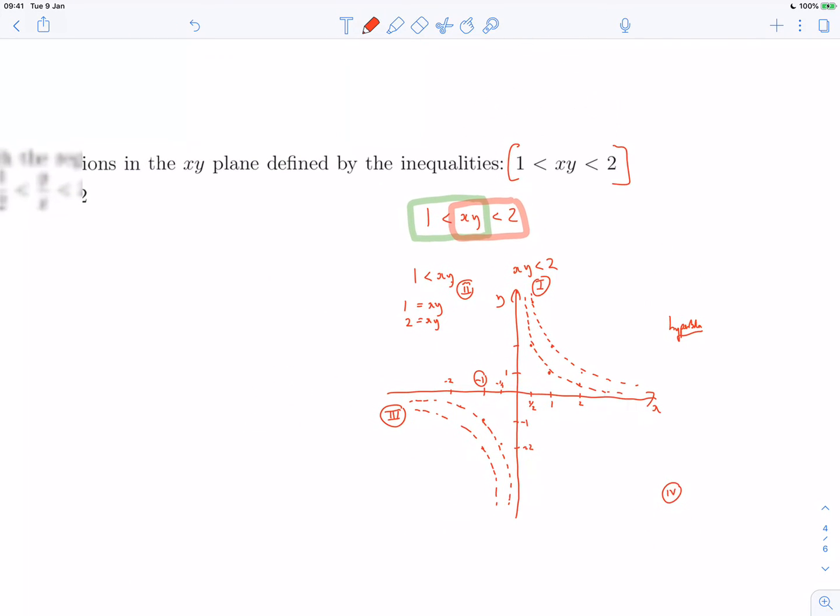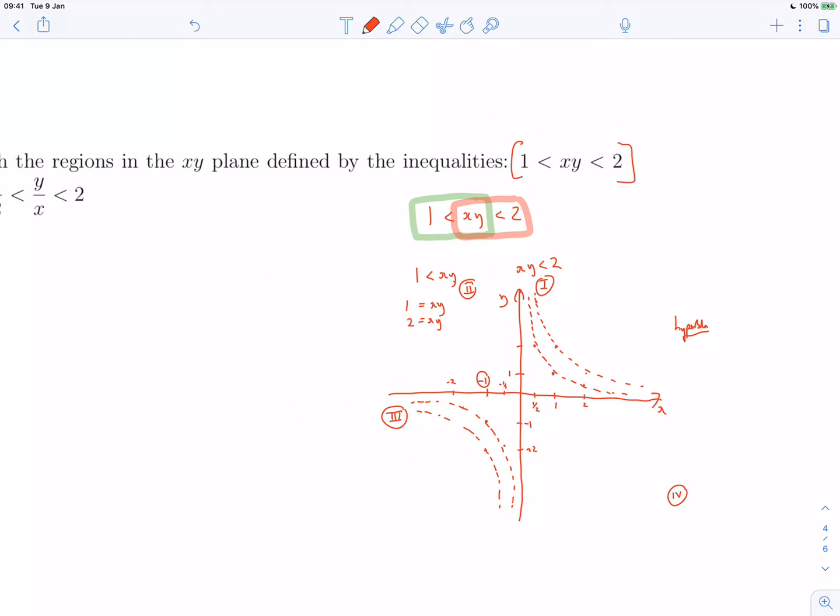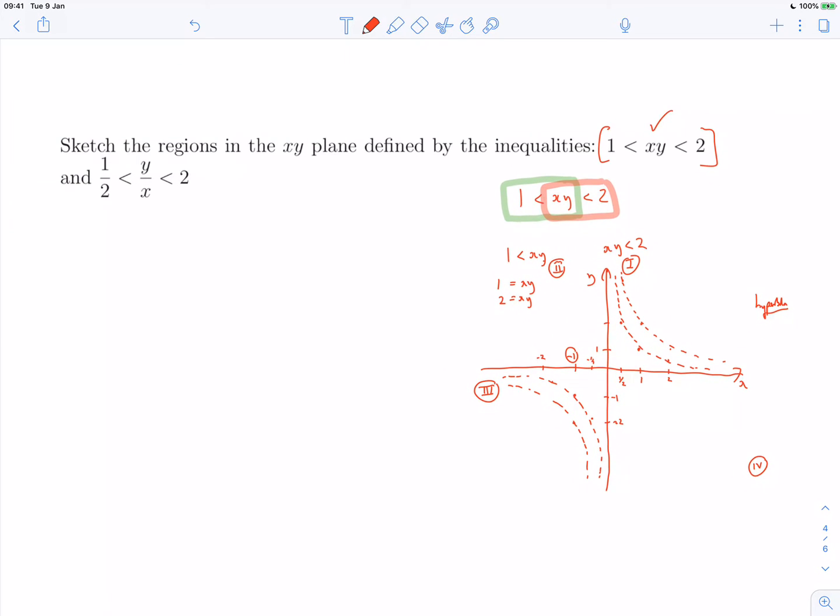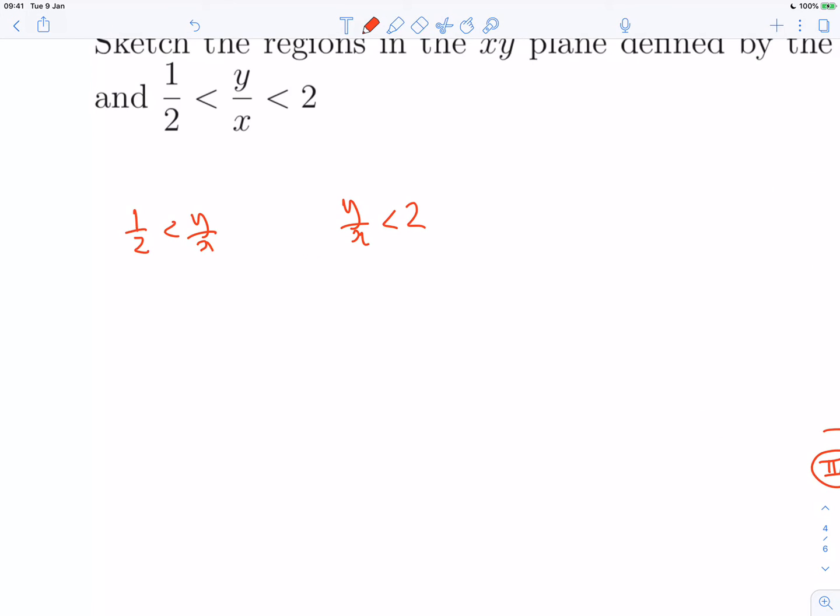Okay, so for all intents and purposes, I want the bits in between those two little rainbow type things, so that one's done. Now what about a half equals y over x and is less than 2? Well, same deal here. Let's consider a half is less than y over x, and let's consider y over x is less than 2. Now this one actually is a lot easier to deal with, because if I multiply both sides by x, well, what's going to happen?